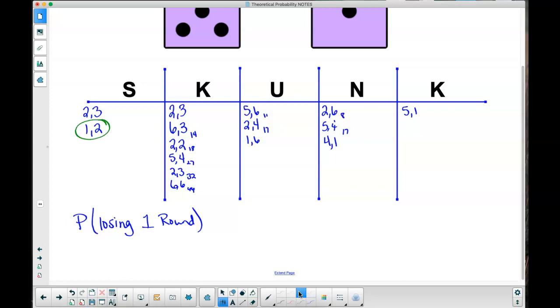1. This round I never had to stop. 2, 3, 4. So 4 out of 15 rolls. So 4 out of 15. 4 divided by 15 is 26.7%. Okay? I need to write that down because we're going to compare that. Probability of losing all your points.